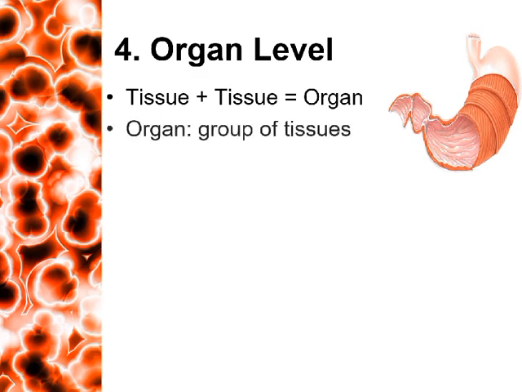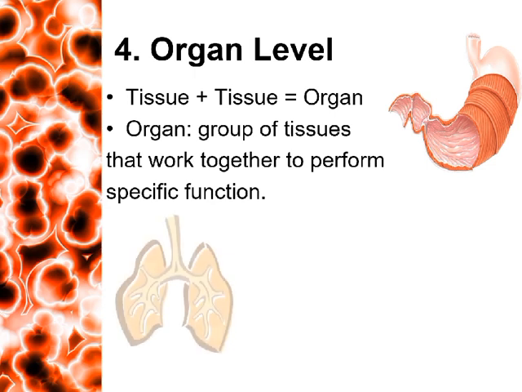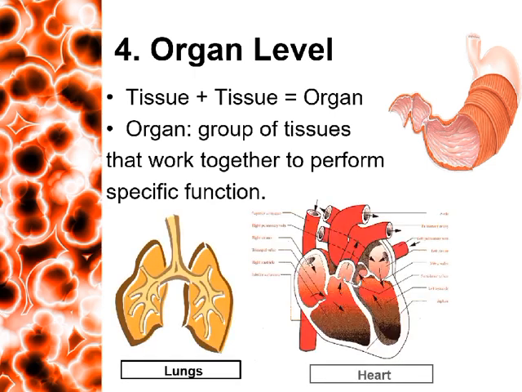So, organs are structures that are composed of two or more different types of tissues having specific functions, and they usually have recognizable shapes. The examples of organs are lungs, heart, stomach, skin, bones, and brain.